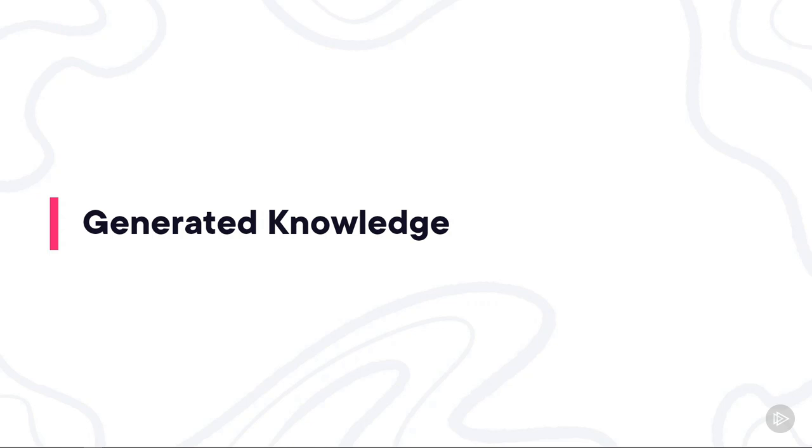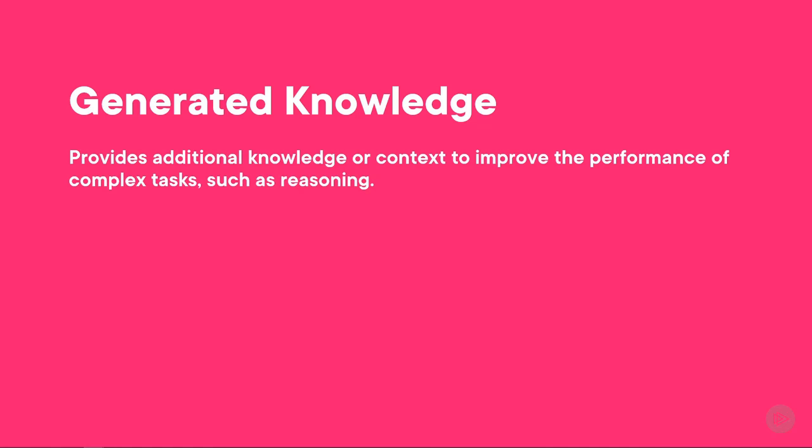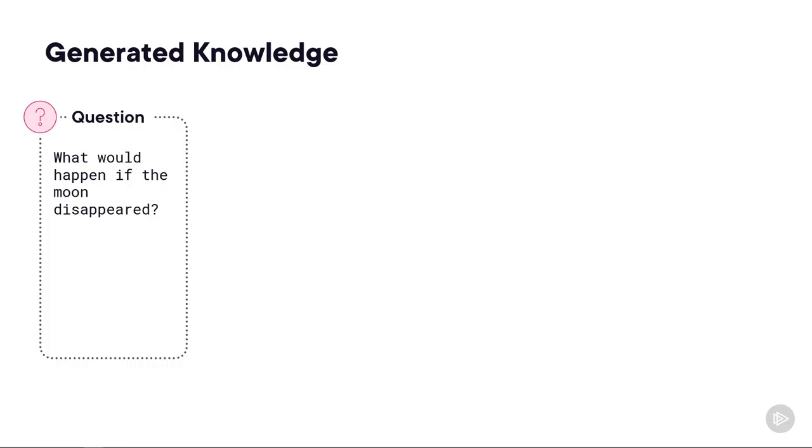The next type of prompting is called generated knowledge. This is basically where you feed in additional knowledge or context to improve the performance of complex tasks like reasoning. We can first ask a question to establish the model's baseline understanding or response and see what kind of answer we get. For example, what would happen if the moon disappeared?